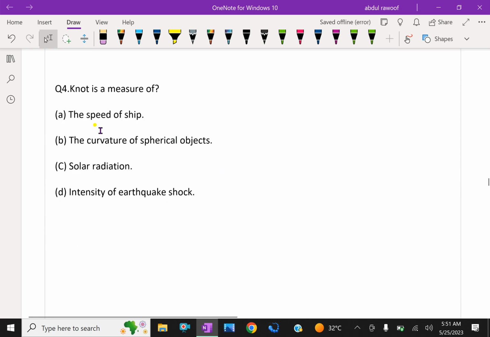Knot is a measure of speed of the ship, the curvature of the spherical objects, solar radiation, intensity of earthquake shock. Here, knot is a measurement of speed of the ship.